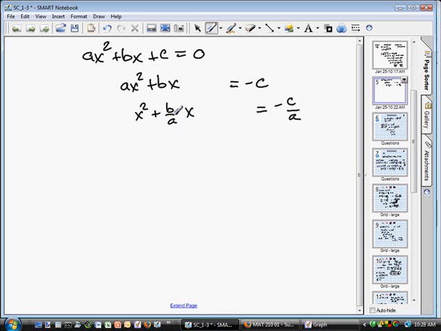b over 2a, I heard somebody say. Right. And what is b over 2a squared? b squared over 4a squared. Of course, I've got to do that to both sides. This now is a perfect square trinomial. And so it could be written as the square root of this, square root of this.